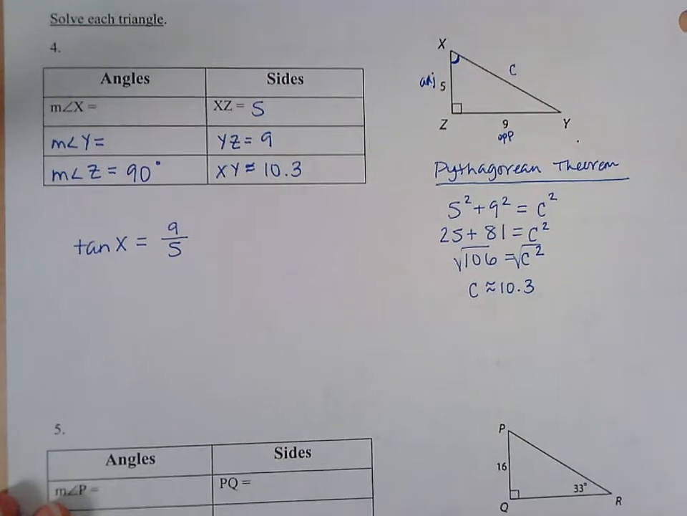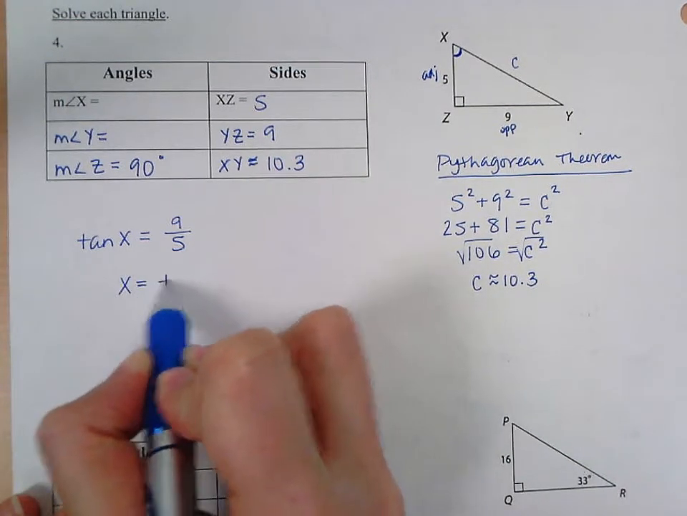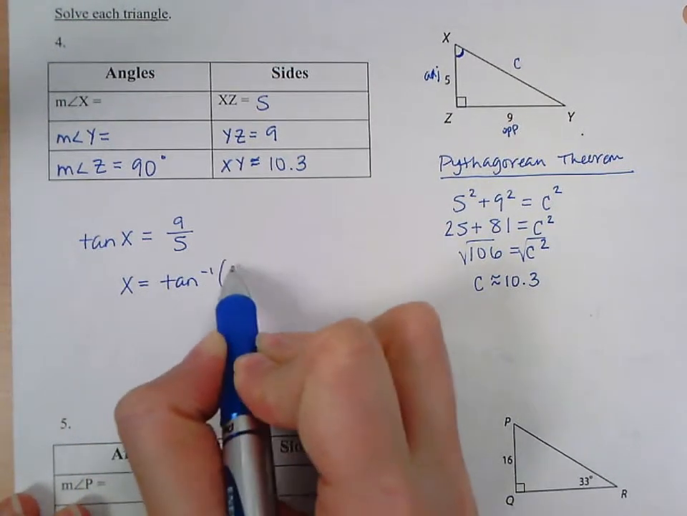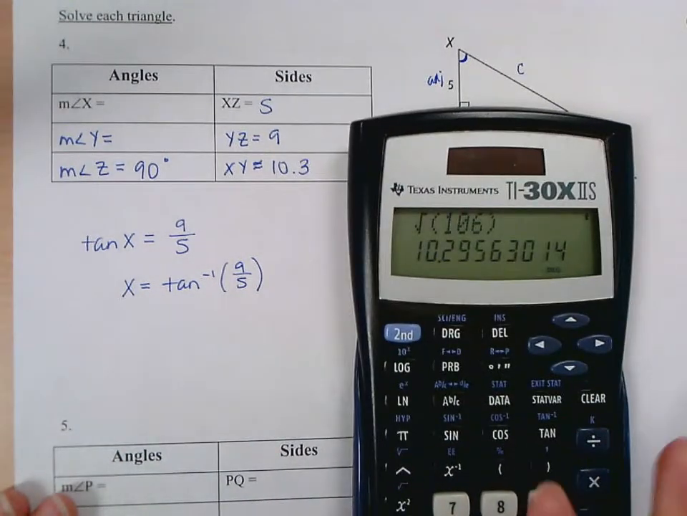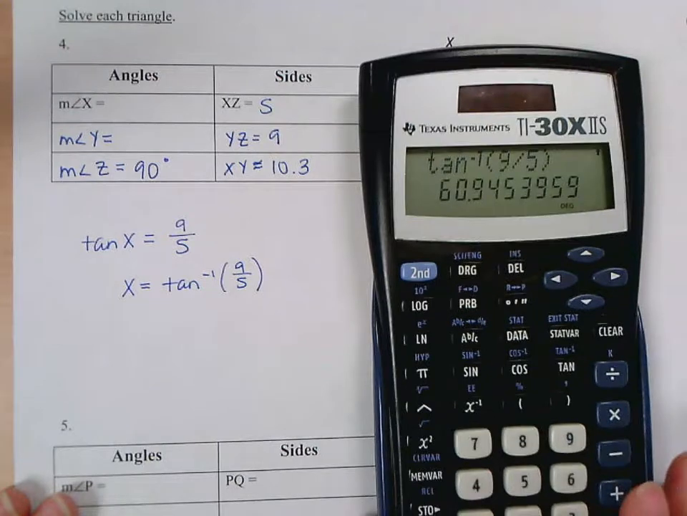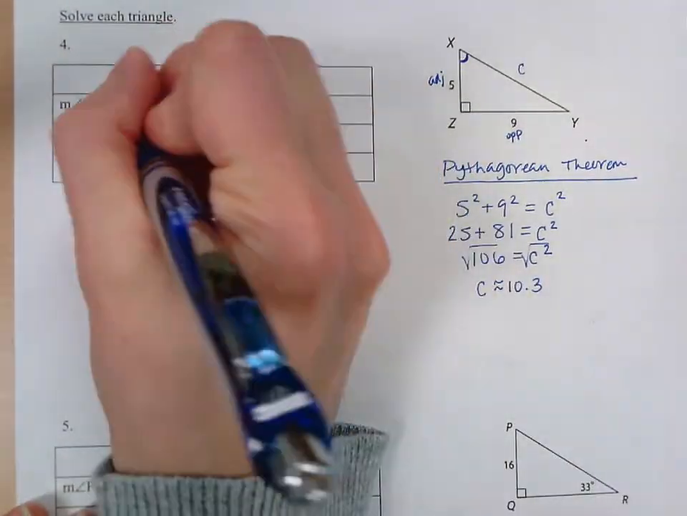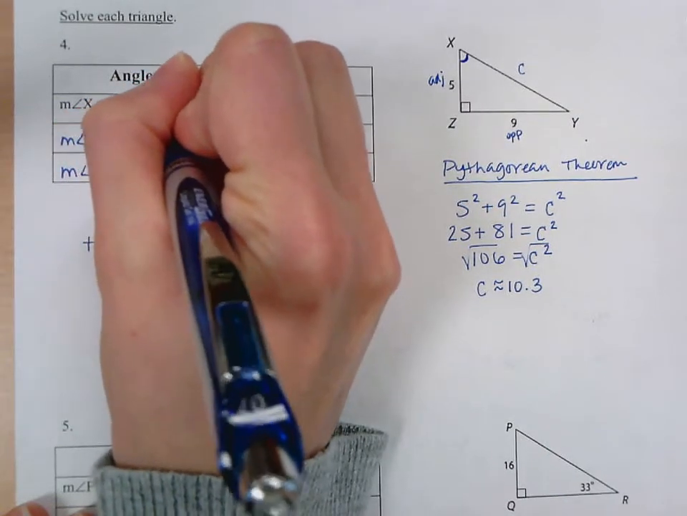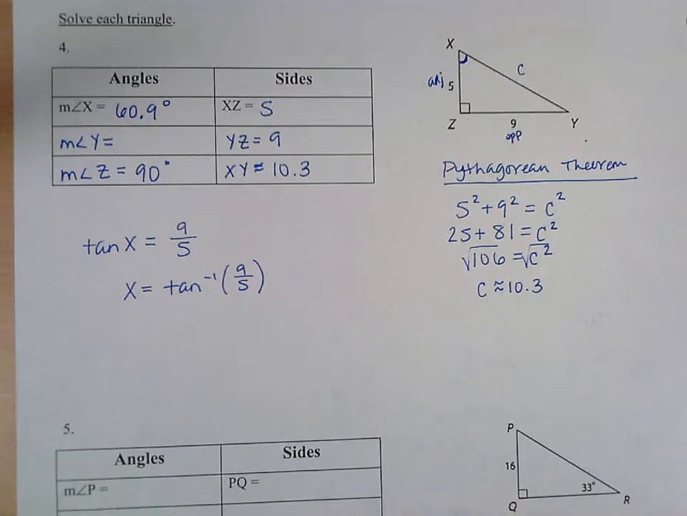And then that would mean X is equal to the inverse tangent of 9 over 5. So inverse tangent of 9 divided by 5 is equal to approximately 60.9 degrees. I rounded to just one decimal place. I know it doesn't say in these directions.